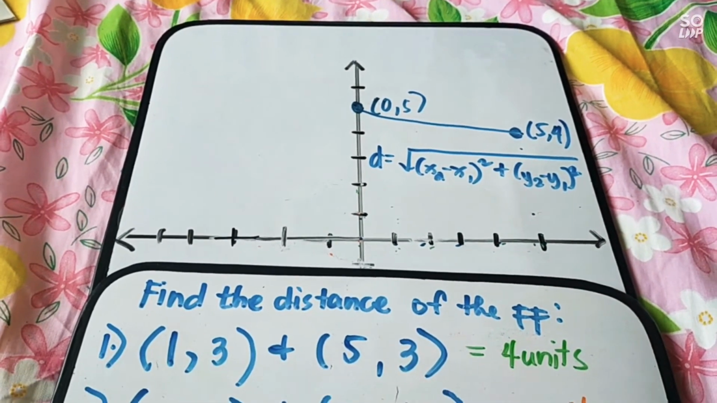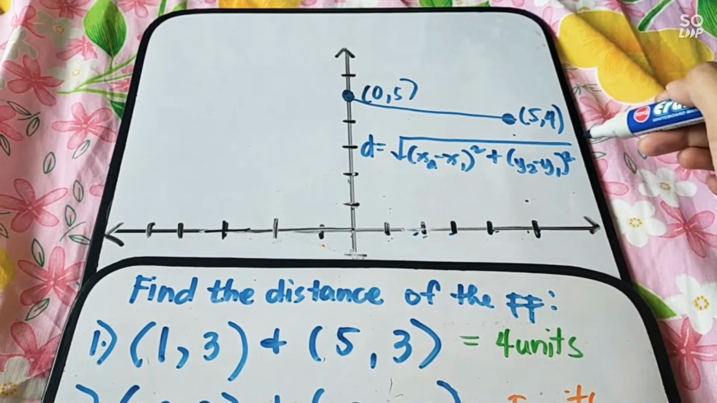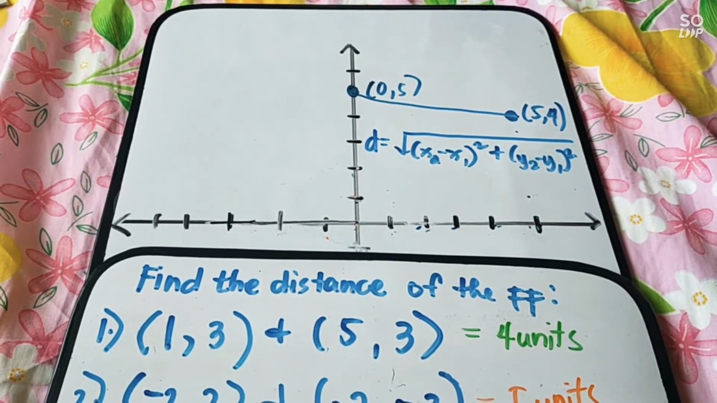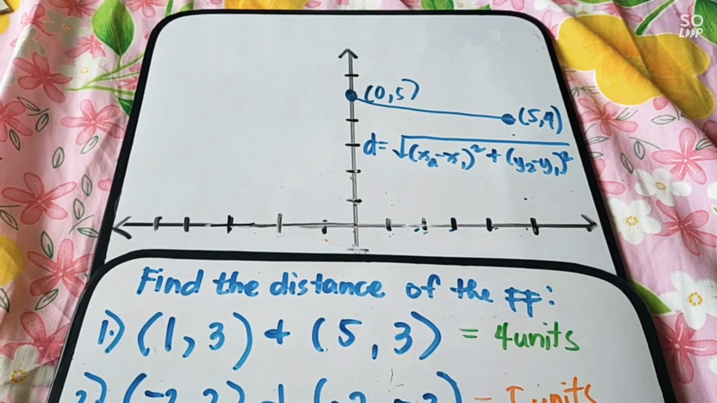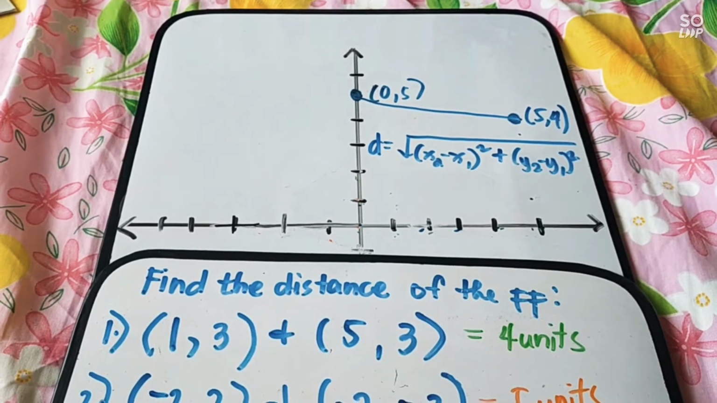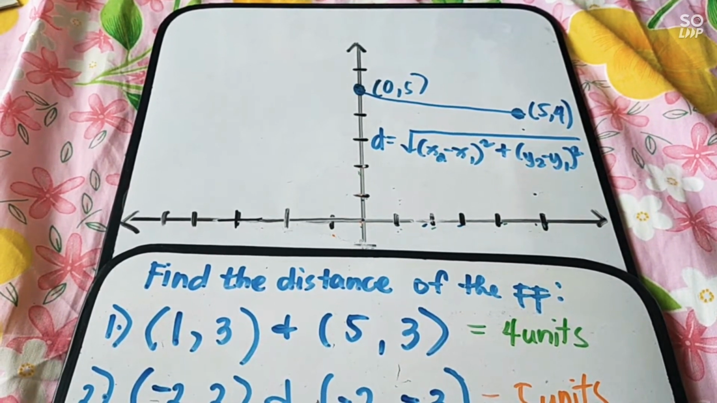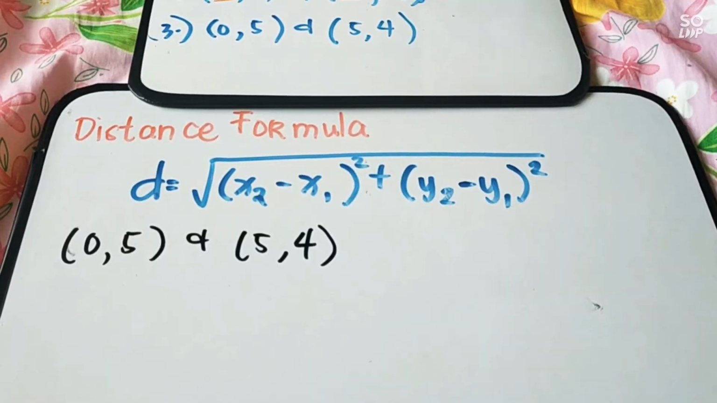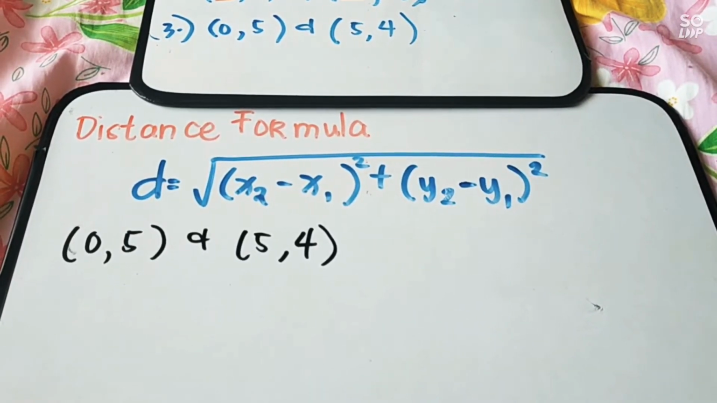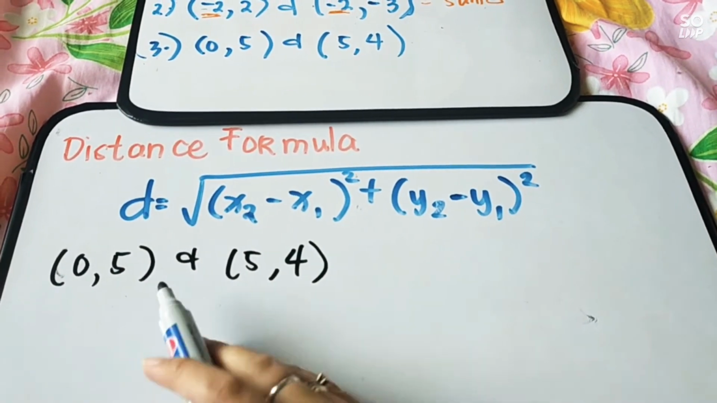That is now your formula for us to find the distance between these two points. Is it clear? So now, let us move to the solving of these points by using the distance formula. Now, let us solve. We have here again your distance formula. Then this is your given.